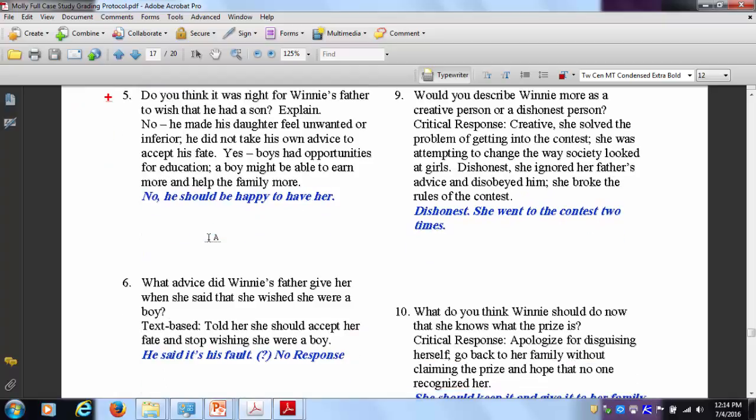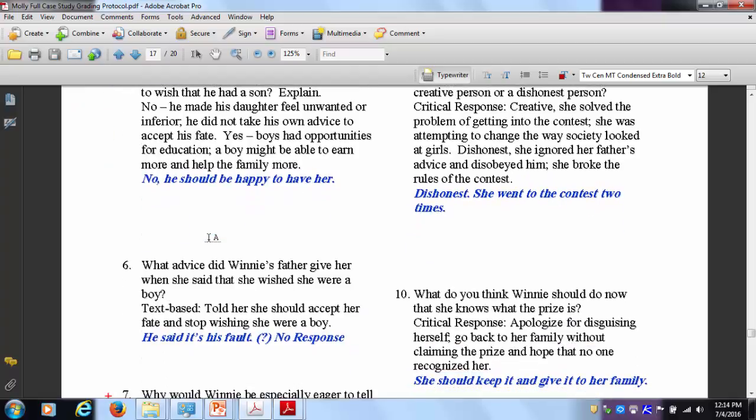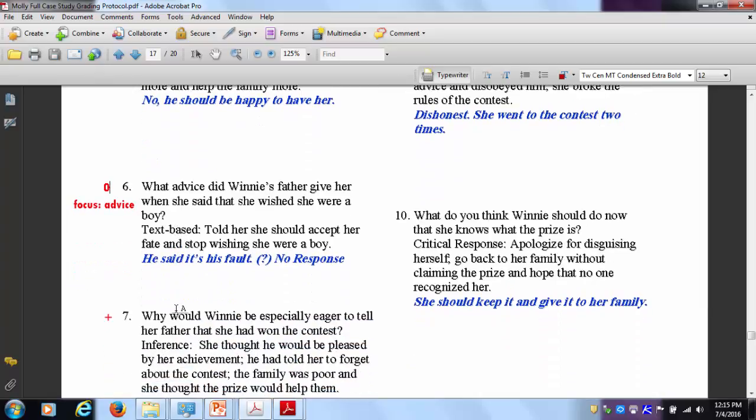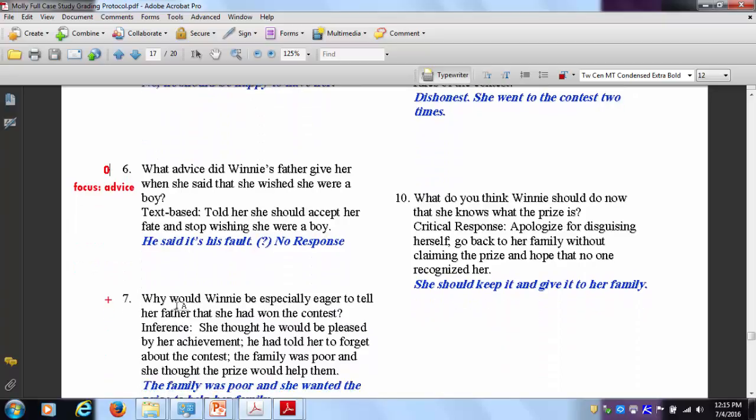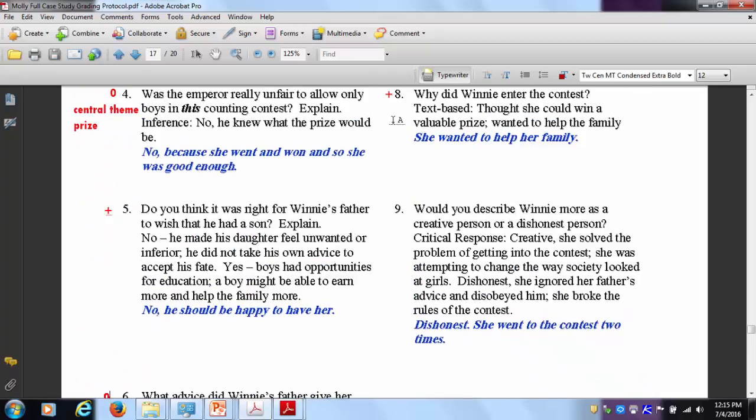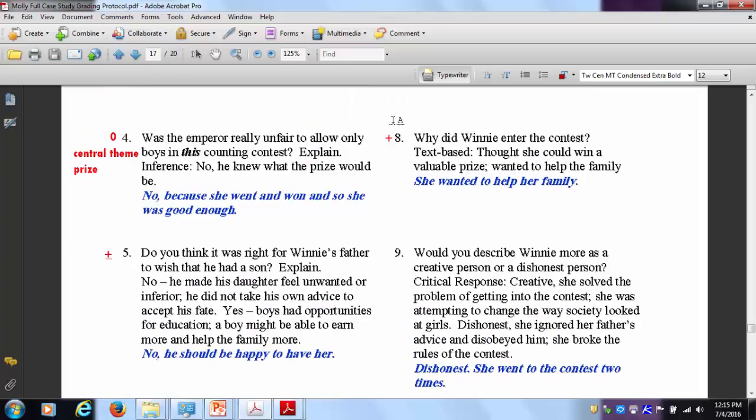All right, moving to 6. What advice did Winnie's father give? Now notice the focus is on the advice. All right? All she says, it's her fault. Again, it's a dodger. She's avoiding the answer, rather the point of the question. So we're seeing a strong pattern here. Fine with 7. Let's get up for here. For 8, we have fine for 8.